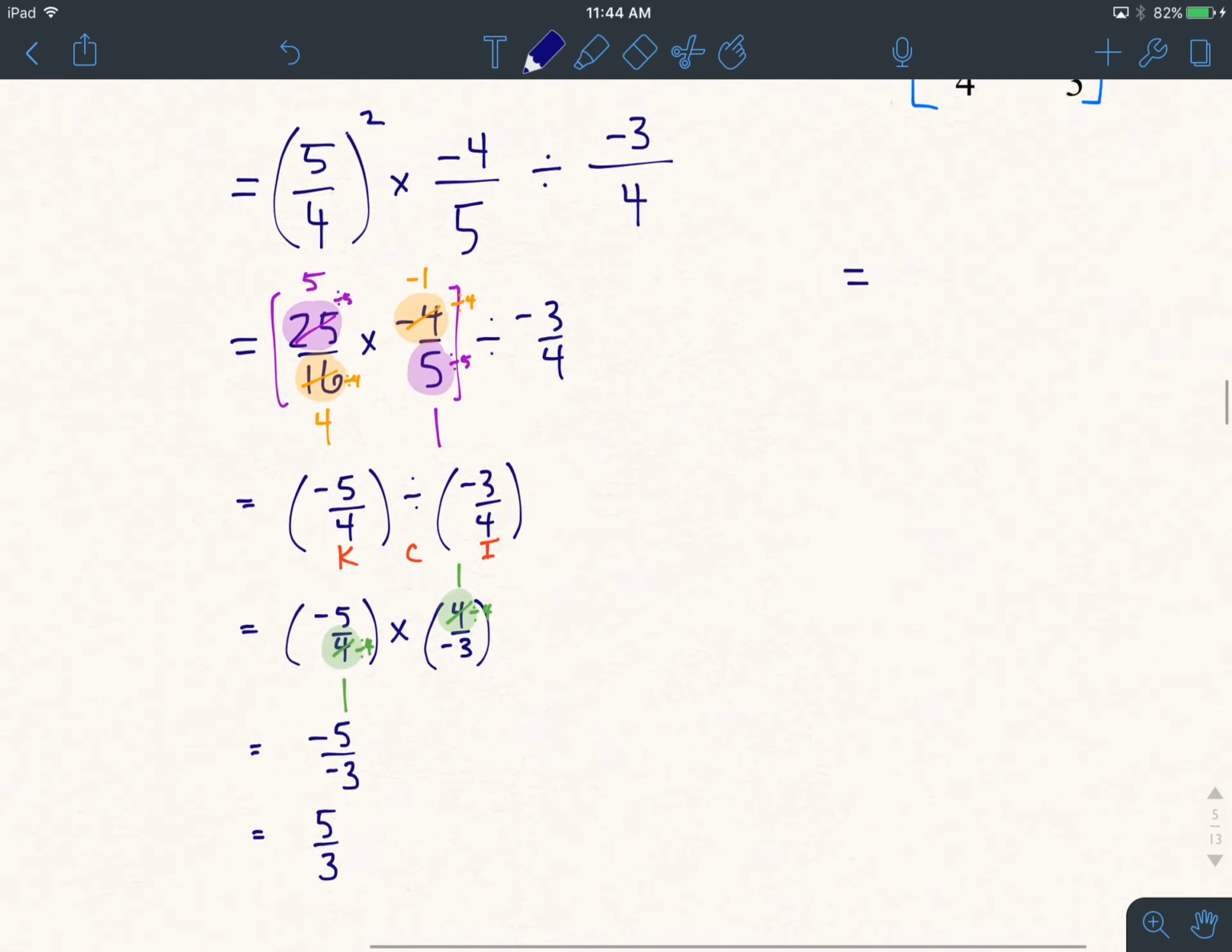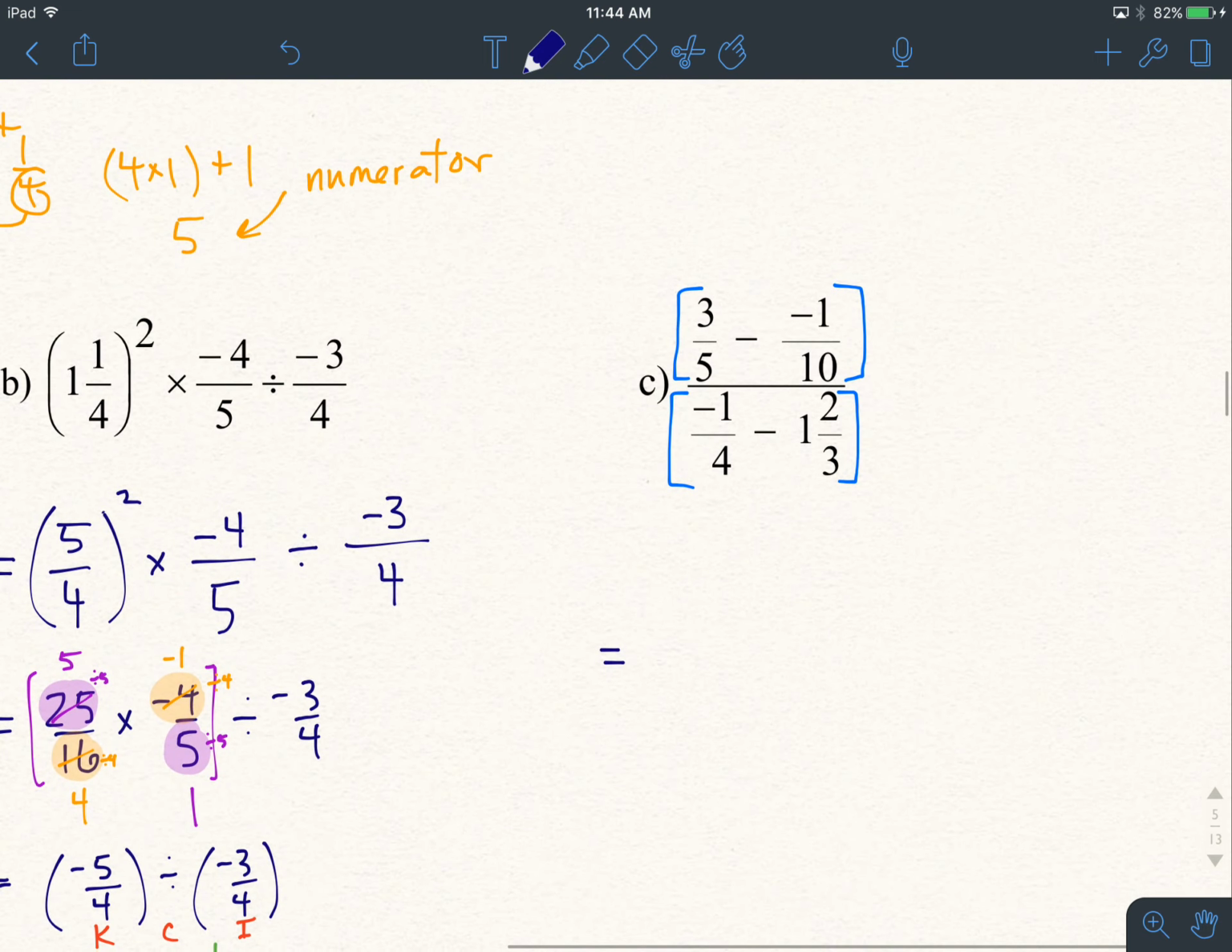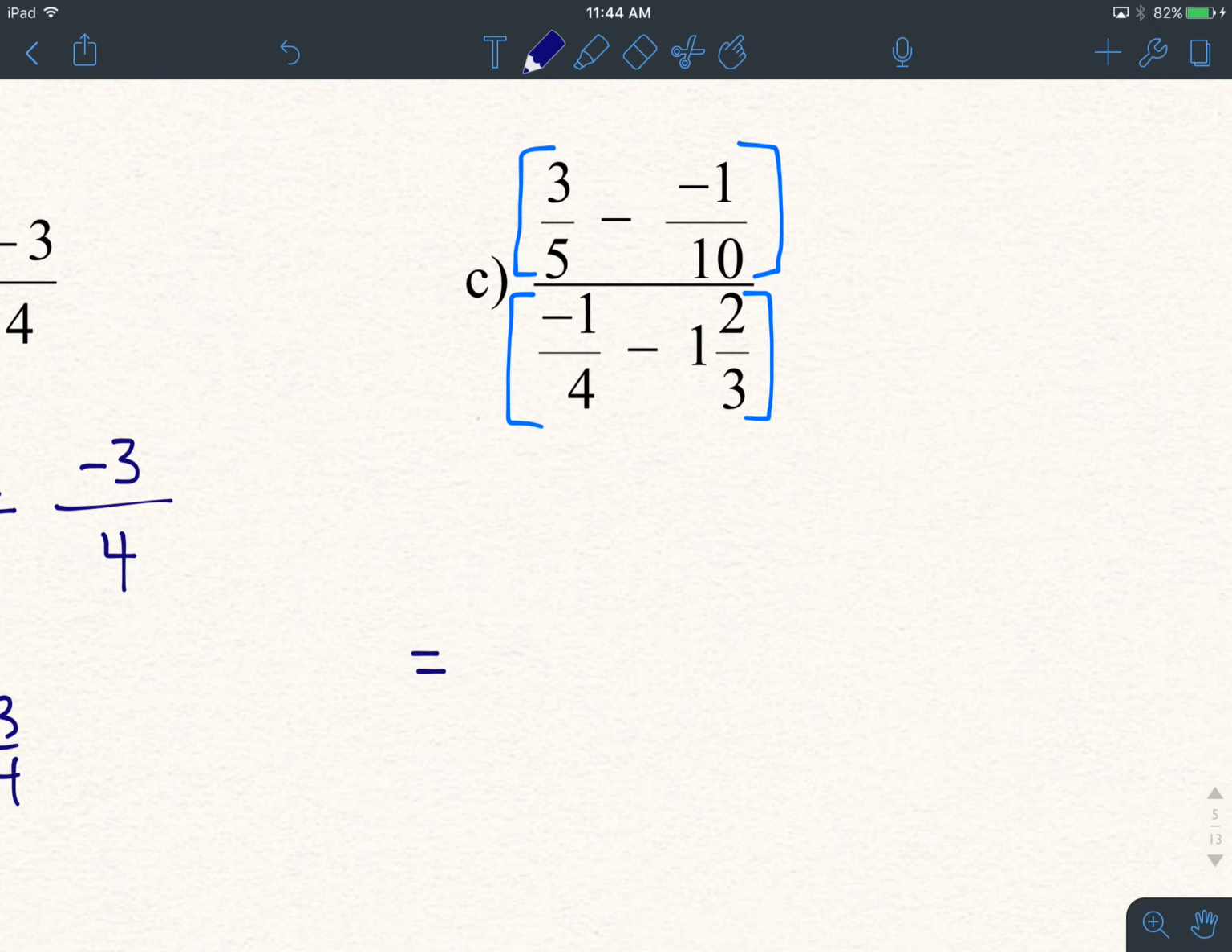Let's do one more example here. In this example, we have 3 over 5 minus -1 over 10, over 1 over 4 minus 1 and 2/3. So again, we've got steps that need to be taken in our numerator and our denominator.